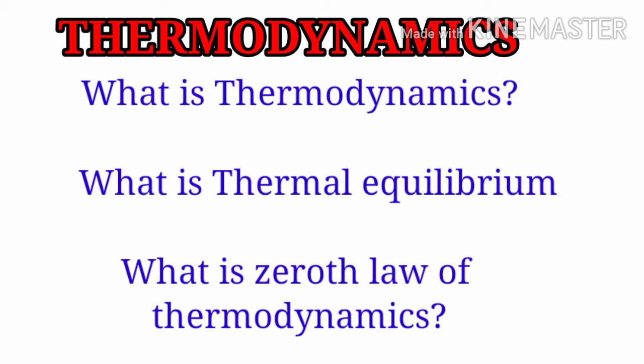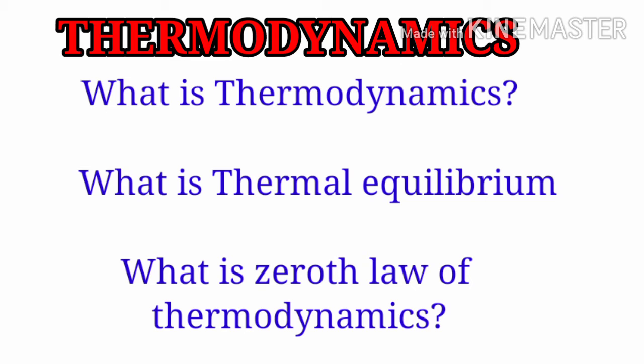Now we will discuss the zeroth law of thermodynamics. The zeroth law of thermodynamics says that when three systems are involved in the process, when the first system is in thermal equilibrium with the second and the second system is in thermal equilibrium with the third, then the first system must be in thermal equilibrium with the third system.